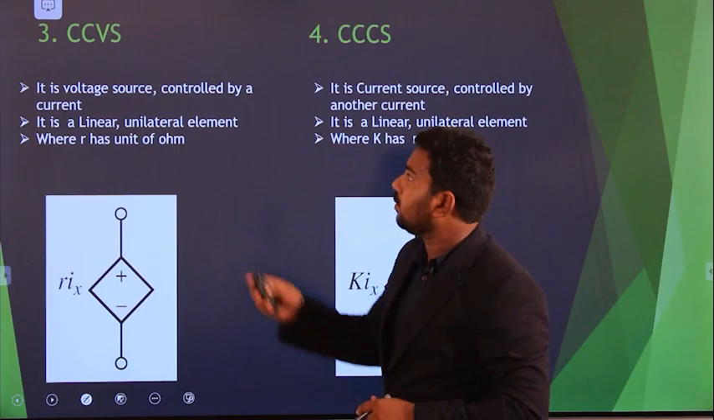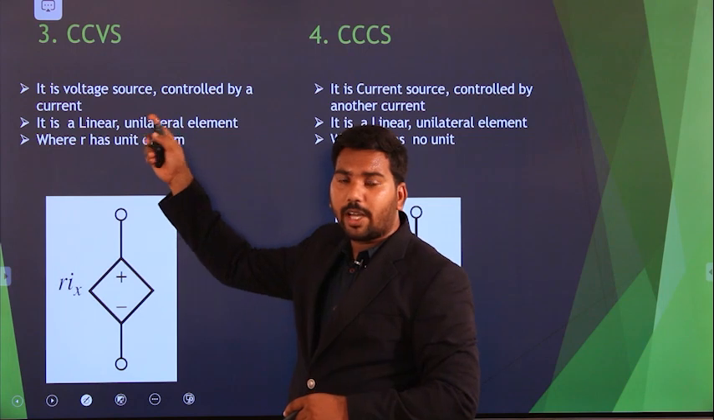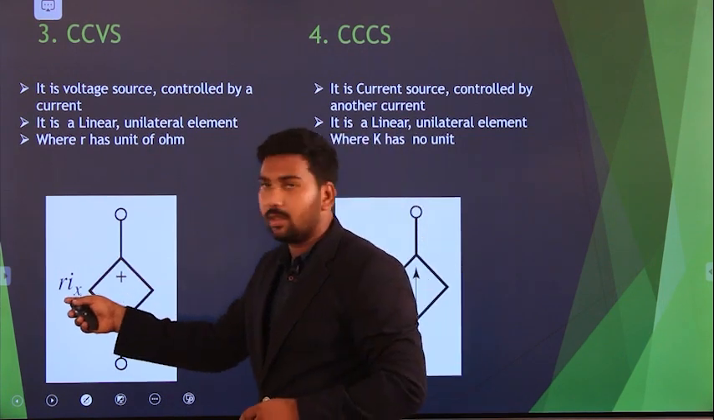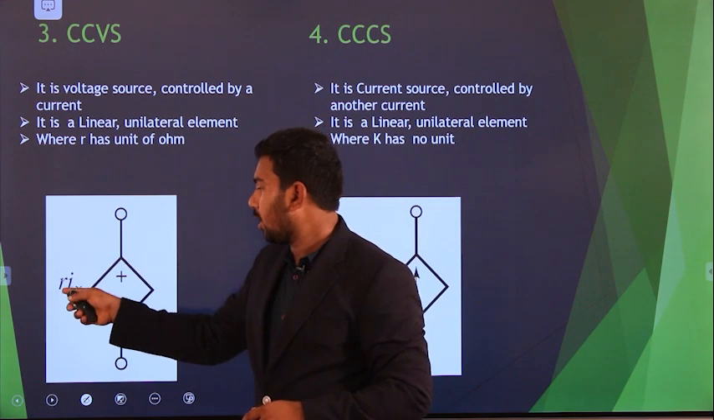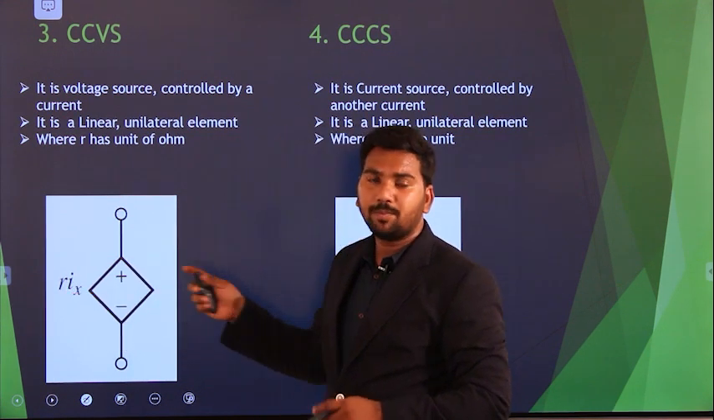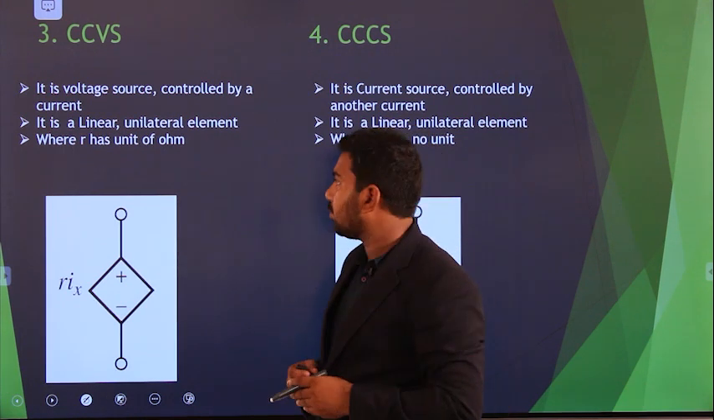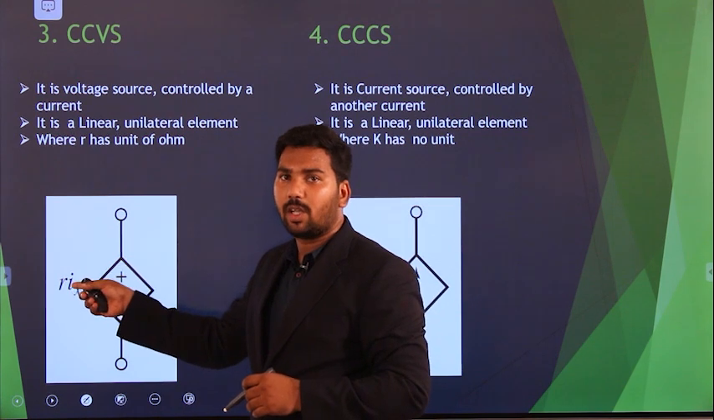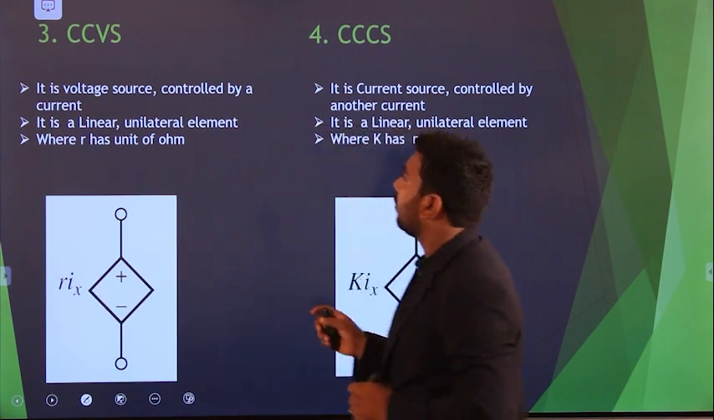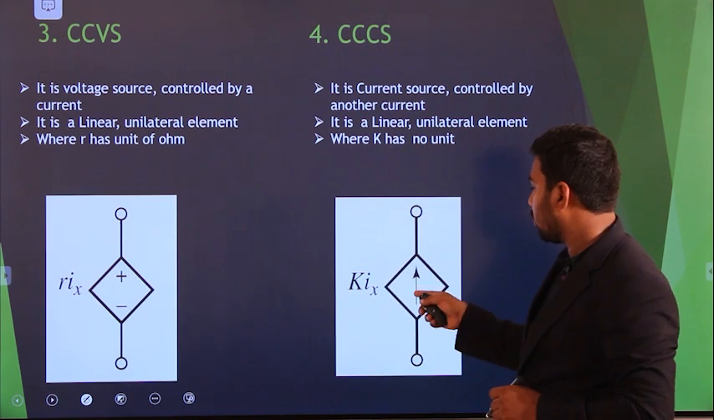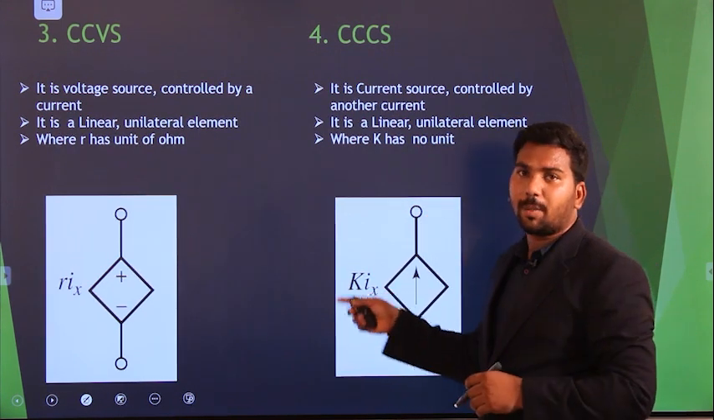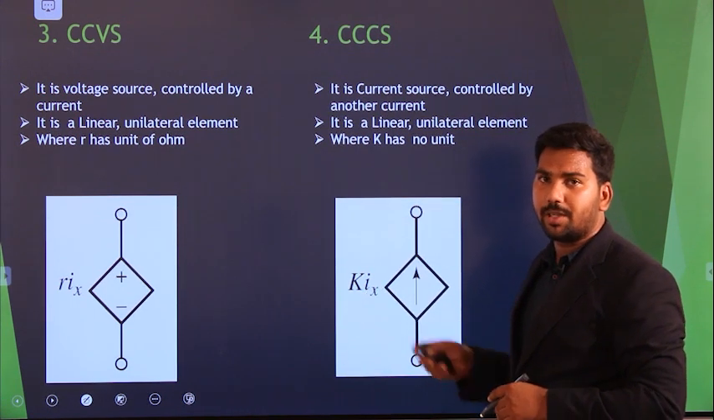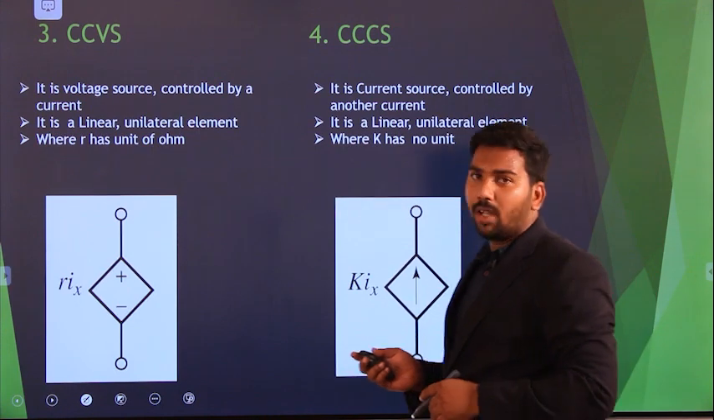Remaining two are current controlled voltage source and current controlled current source. Current controlled voltage source: first of all it is a voltage source. Value depends on some other current, R times Ix. These are all linear and unilateral elements. So what is this R? R is called resistance. It has units of ohm. Then what about this current controlled current source? So this is a current source. Value depends on some other current. Here K is called gain. It has no units. So this is about our dependent sources.